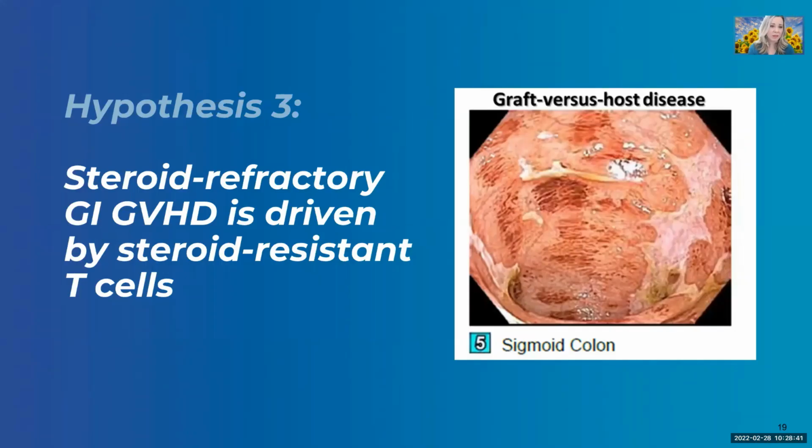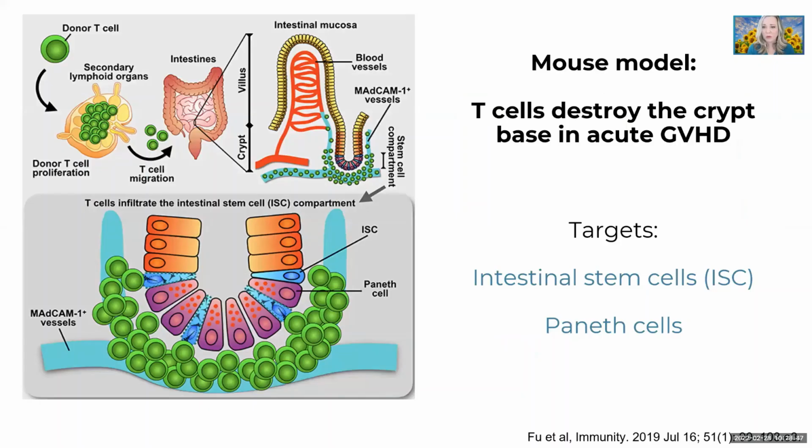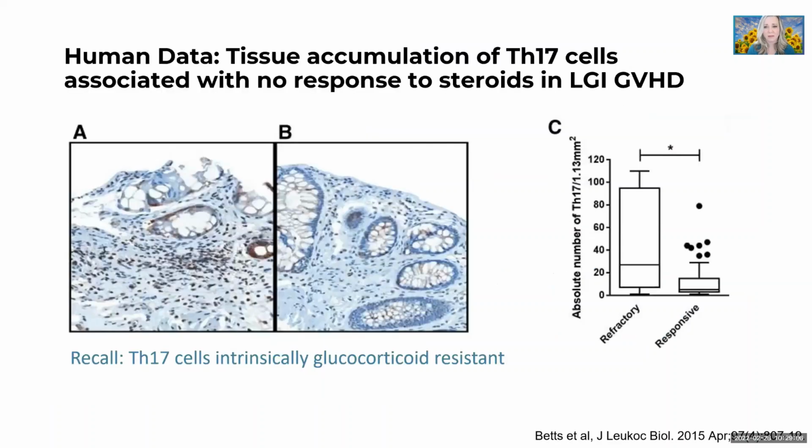Hypothesis 3. Steroid refractory GI GVHD is driven by steroid-resistant T cells. So there's no question that T cells cause graft versus host disease. There have been some really beautiful models recently showing that clearly the initial targets of T cells are intestinal stem cells and Paneth cells within the crypts. So of course they cause GVHD, but are they responsible for steroid refractory disease?